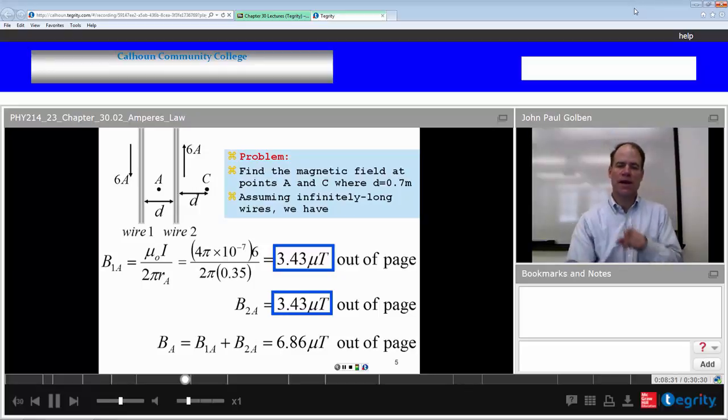Hence, our total magnetic field will be the sum of these two magnetic fields superimposed on each other, and that's going to be 6.86 microtesla coming out of the page towards you at point A.